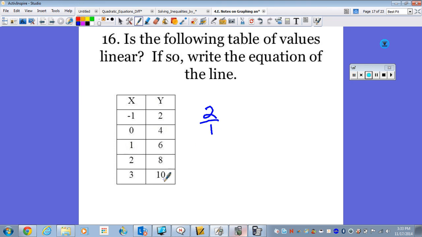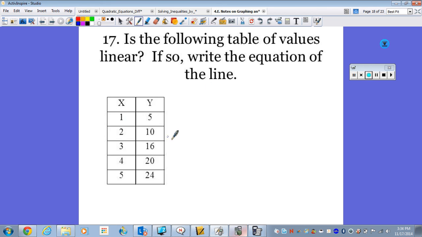If I do 10 minus 8, that's still 2, and then that's 1. So my slope is 2. So y equals 2x. And then when x is 0, that's my y-intercept. So I'm going to use that right there. And there's my equation. Yes, it was linear, and there's my equation. Okay. Do the same thing here. This is 5. Nope, this one's not linear. Not linear.